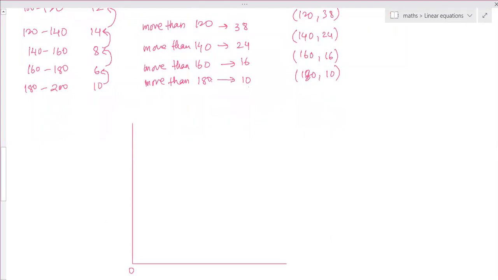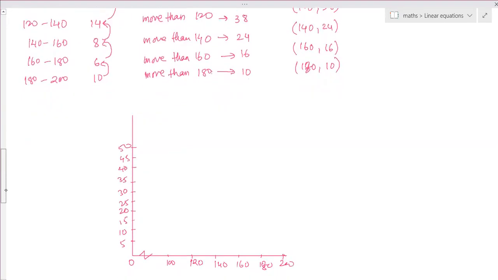So 0, then 100, 120, 140, 160, 180 and 200. Here the values are 5, 10, 15, 20, 25, 30, 35, 40, 45 and 50.